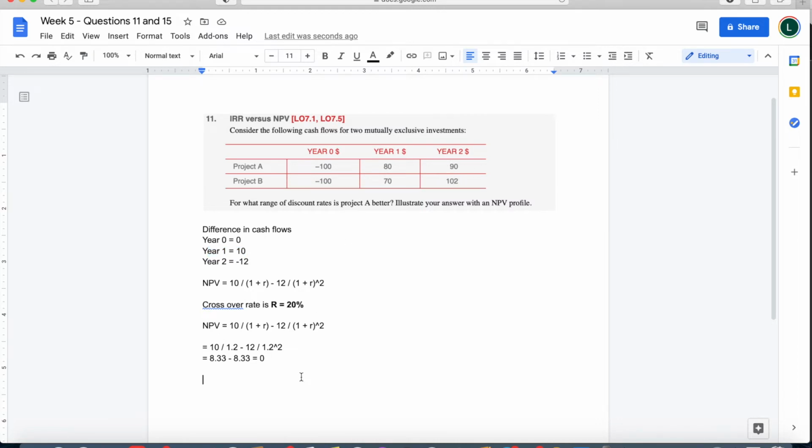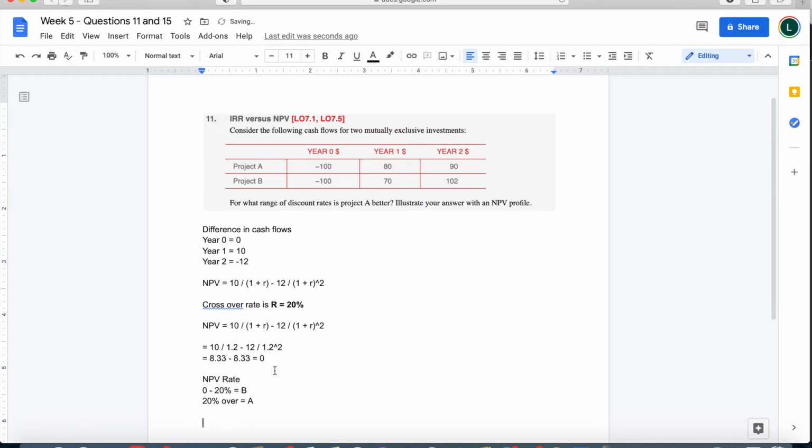So that's important to kind of understand. Now, if we flip to the answers, PV rate, we know that from 0 to 20%, we choose project B. From anything over 20% and over, we choose project A. So how do I do that?